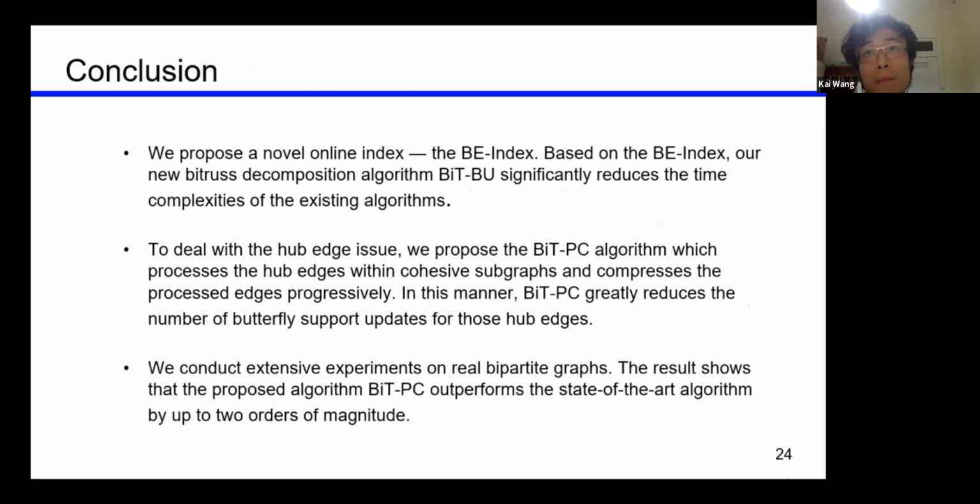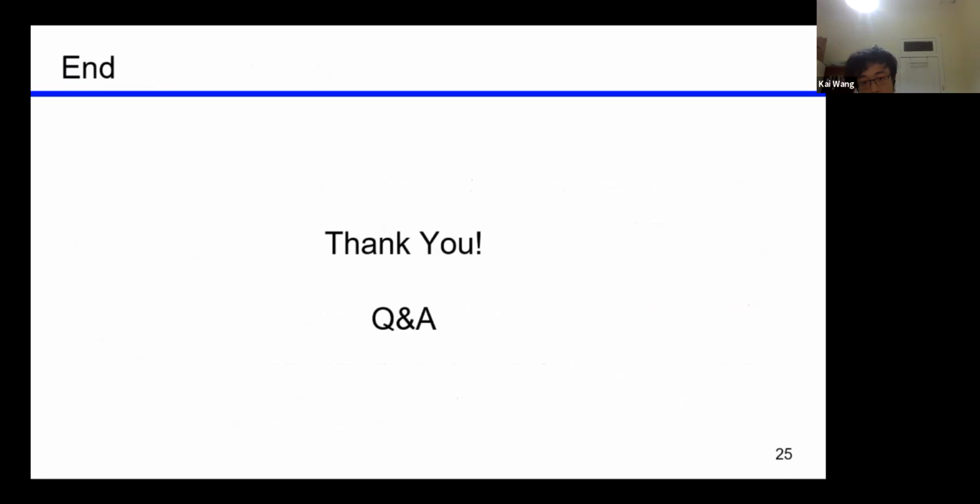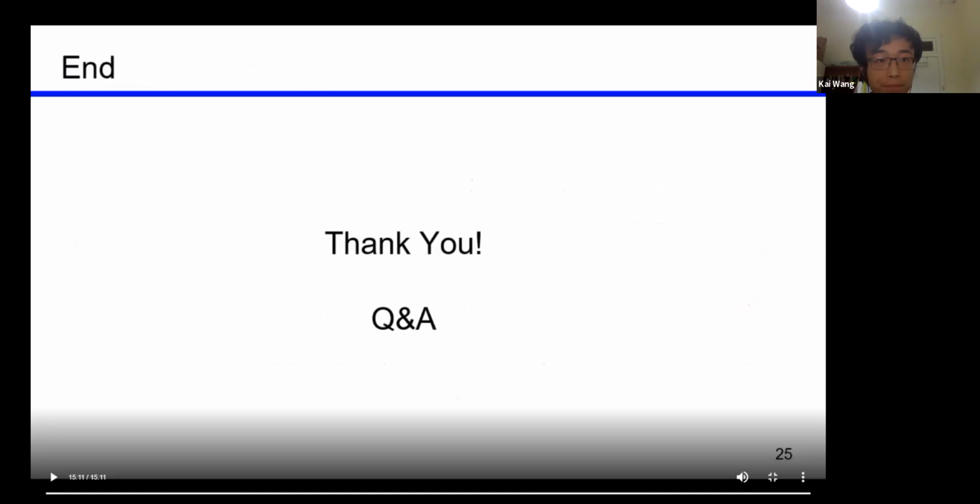In this paper, we propose a novel online index, the BE index, which compresses the butterflies into blooms. And we also propose the BITPC to handle hub edges. And we also conduct extensive experiments. That's all. Thank you.